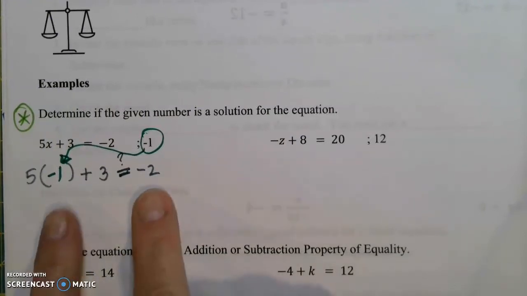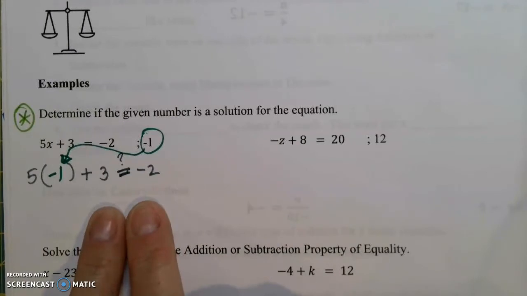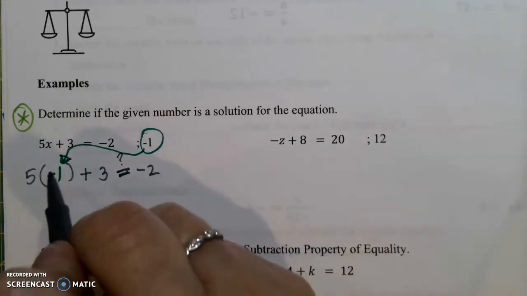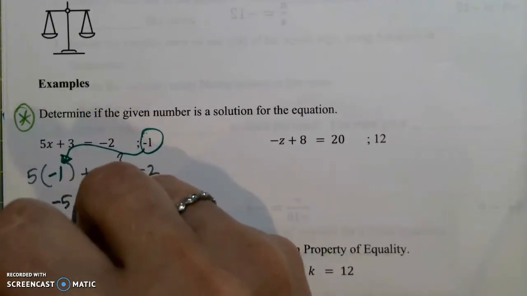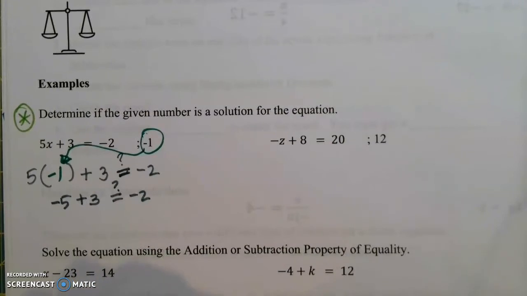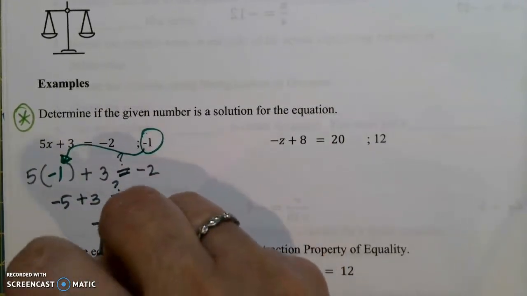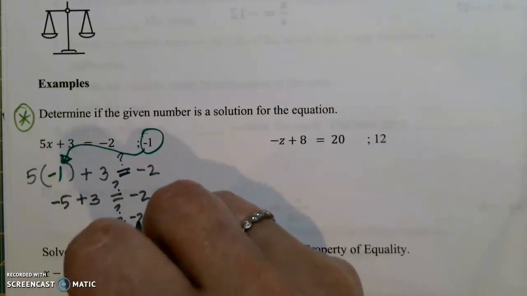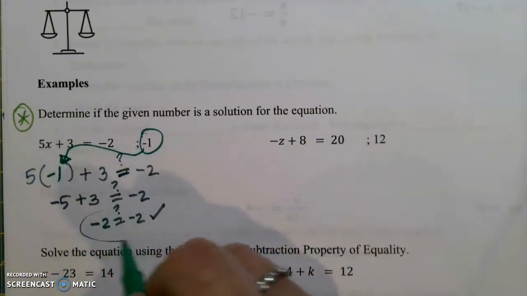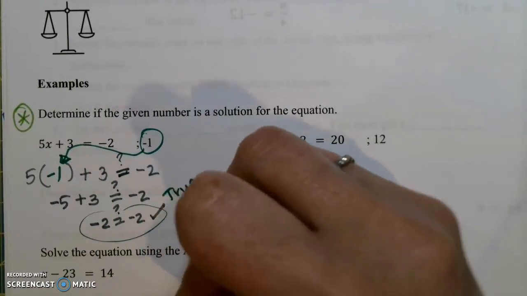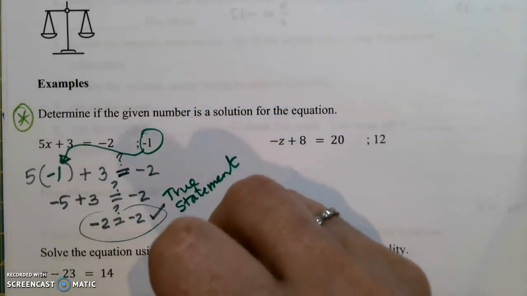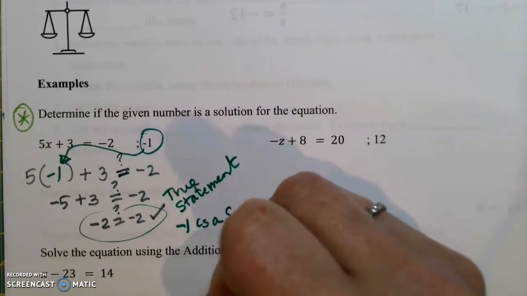Then I go through and I see if both sides of the equation will be equal, if they'll be the same. So on the left here, we would get -5 plus 3, and I'm checking to see if that's going to be equal to -2. -5 plus 3 would be -2. Does that equal -2? Yes, it does. This is a true statement right here. So -1 is a solution.